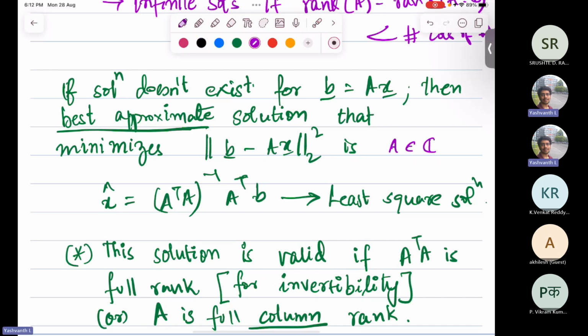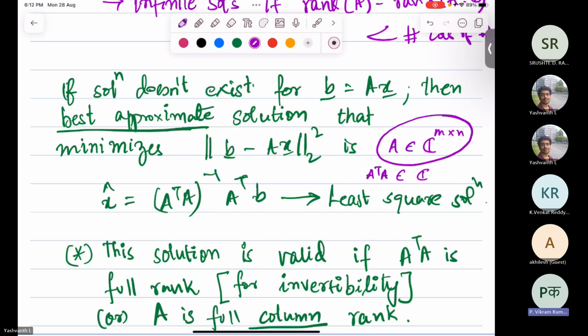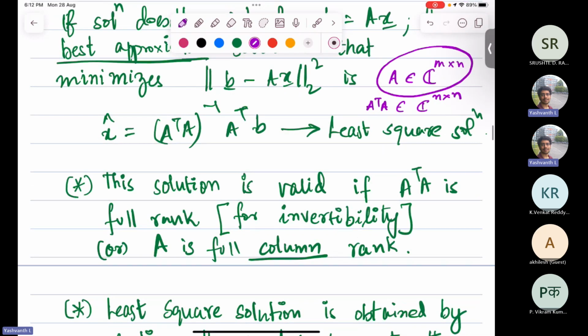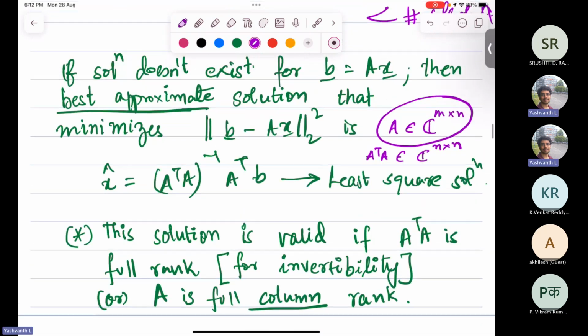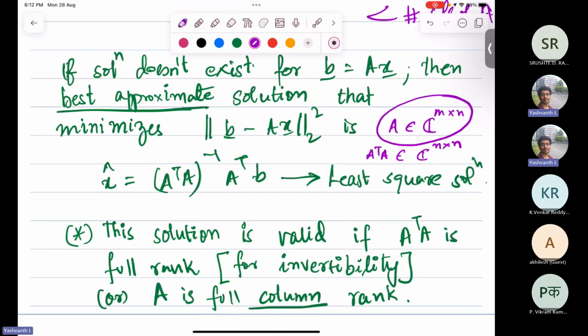A is an m by n matrix. Then what is A transpose A? It is n by n. Correct. Now, what does that mean? This matrix A transpose A should be full rank. It's a square matrix. Remember, that's why I'm able to compute the inverse. The square matrix, so n by n matrix.